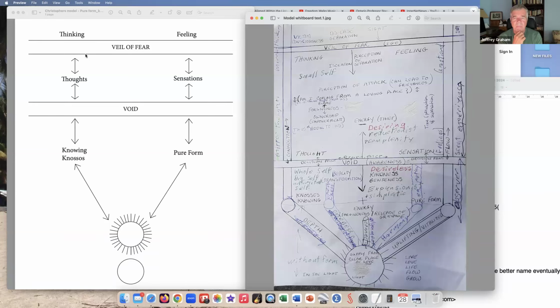Now, carry on. Does it matter on this drawing that thinking and feeling are below the veil of fear? No, it's just where I wrote it. Ideally, where it is above the line is more indicated. Okay. And the veil of fear, I still need more help understanding, but it is related to the ego's defense mechanisms.